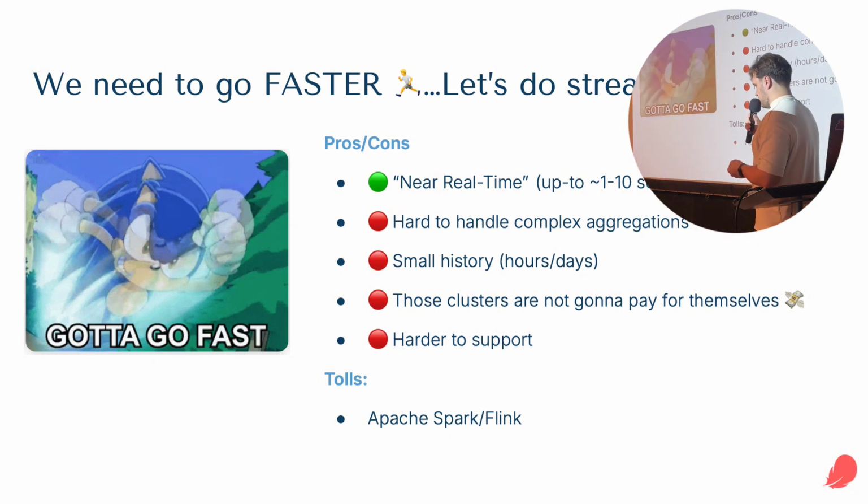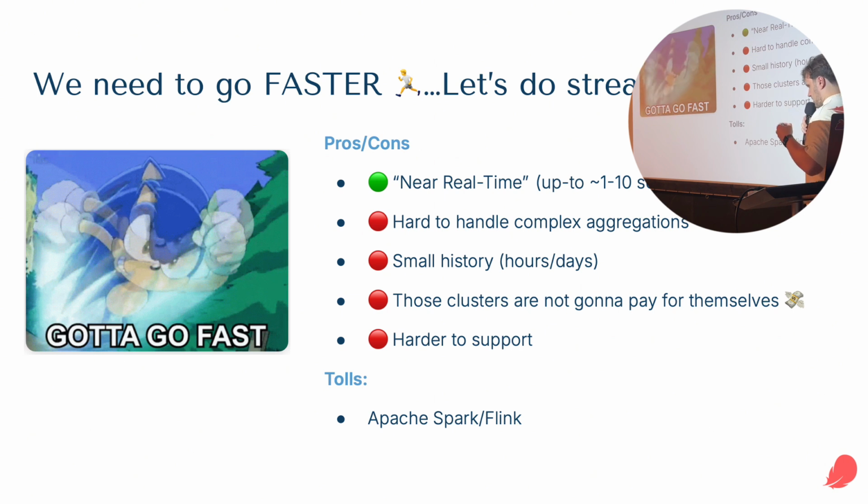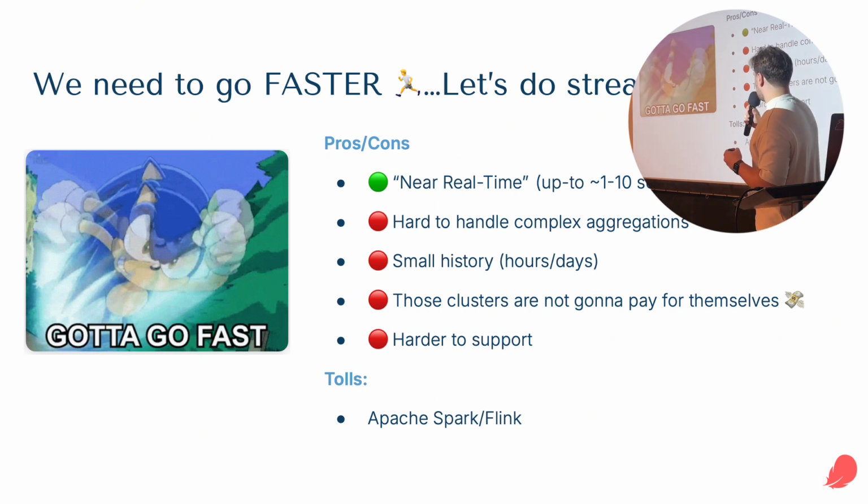So we achieve something like 1 second latency or 2 seconds latency. But at the same time, it comes with cost because Spark or Apache Flink clusters are not cheap. You need to pay for on-demand instances, for instance. And also, they are harder to support, much harder than batch jobs.